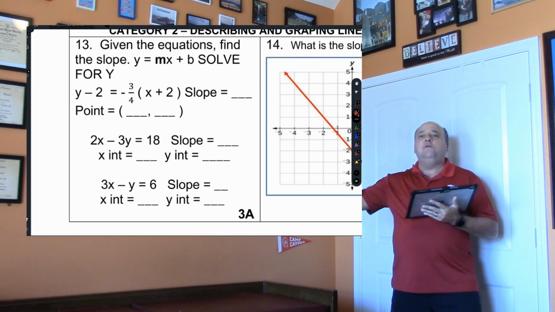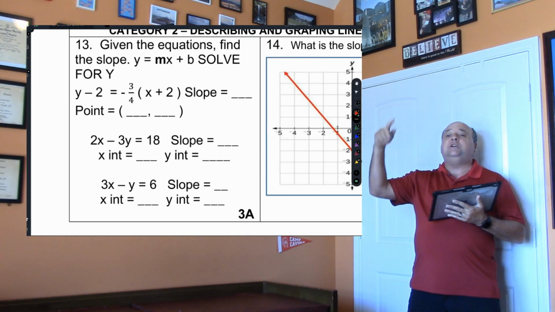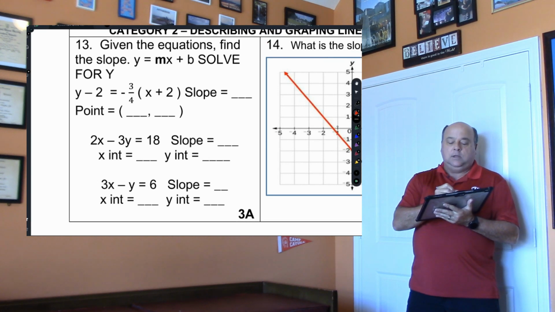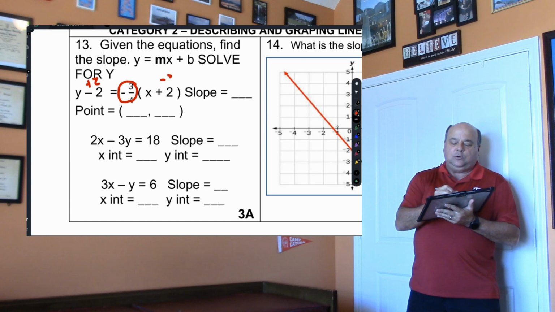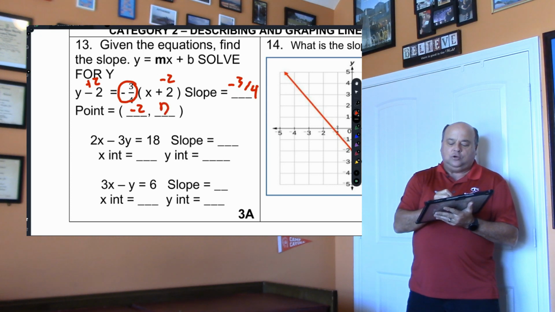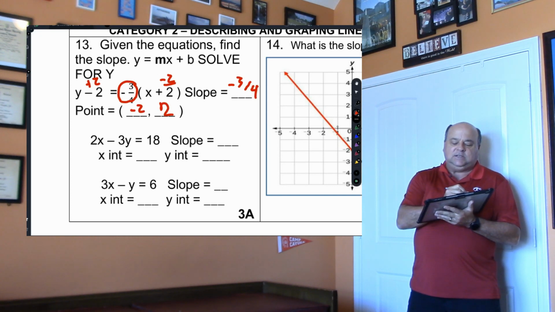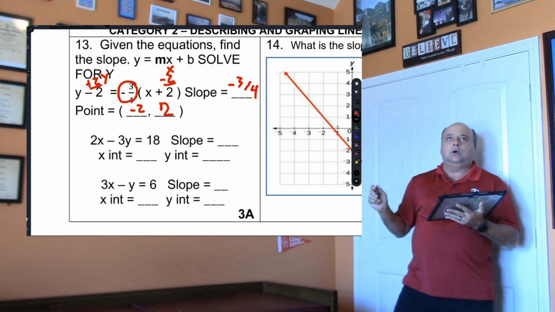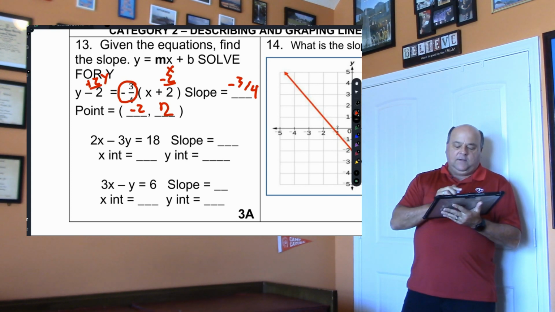Okay, on 13, you've got to be able to give it an equation. You've got to tell us the slope. This right here is point-slope. This right here is the slope. The point would be positive 2, negative 2, right? So our slope is negative 3 over 4, and our point is negative 2, 2. This is my x, this is my y. Remember, it's backwards point-slope. You start with the y's, okay? Go into the next one.